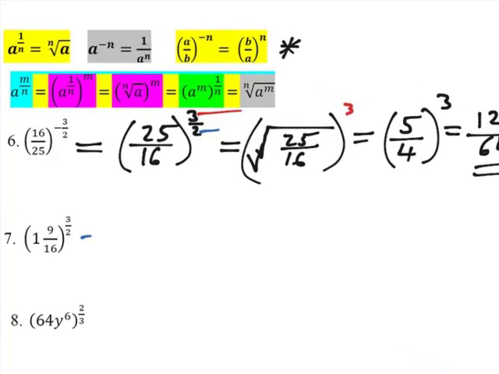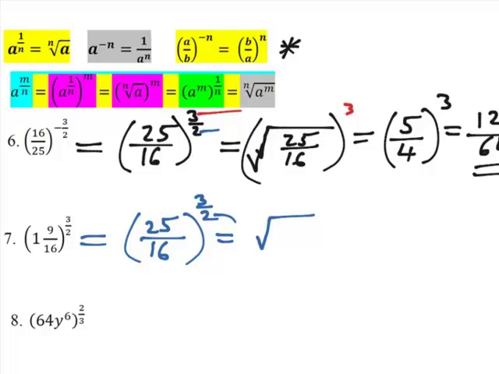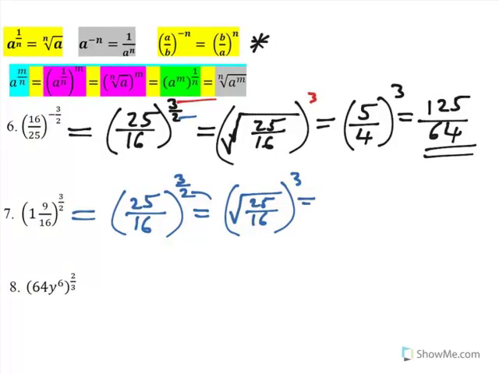This next one is a mixed number. So first we need to change it to an improper fraction, or a top-heavy fraction. Well, 1 9/16 is 25/16 raised to the power of 3 over 2. Again, the 2 means square root of 25 over 16, and then we cube it. The square root of 25 is 5, the square root of 16 is 4. Very similar to the end of that last one. We're going to cube that, and we get 125 over 64. 4 cubed is 64, 5 cubed is 125.